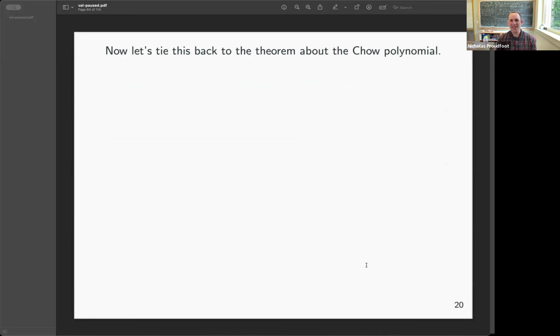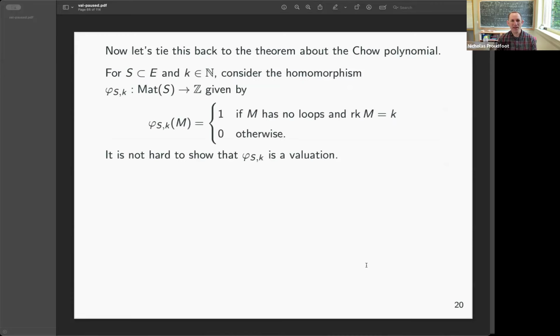So let's tie this back to the theorem about the Chow polynomial. For a subset S of E and a natural number K, I want to consider the homomorphism from Mat S to Z that takes a matroid on S to 1 if M has no loops and its rank is K, and 0 otherwise. And you can just show completely concretely, in a hands-on way, that this is a valuation.